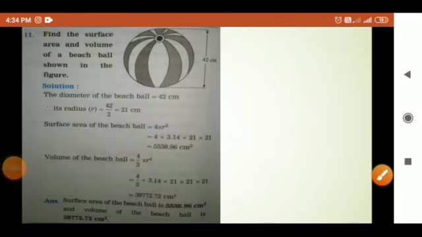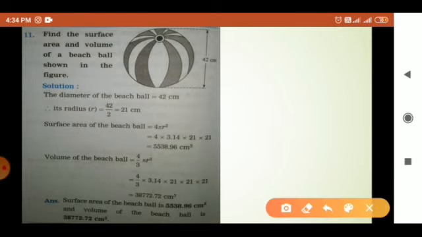This is the answer. See question 11, we have to find out the surface area and the volume of the beach ball shown in the figure. So we have a beach ball whose diameter is given 42 centimeter and we have to find its total surface area and volume. See, whenever a sphere comes, its total surface area and curved surface area will be the same. Now let's start. Here the diameter is given 42. As we get the diameter, of course the radius will be half of it, that is 21.